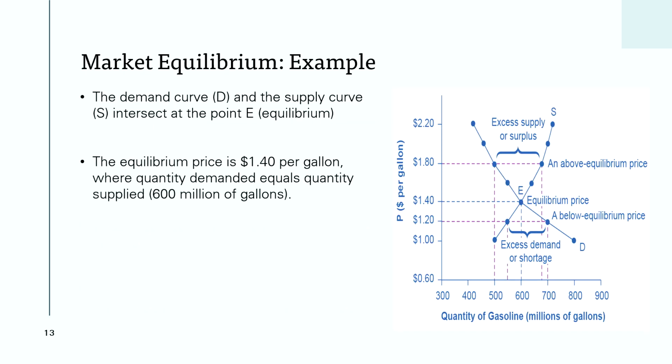In this example, the demand and supply curves intersect at the point E. The equilibrium price is $1.40 per gallon, and the equilibrium quantity is 600 million gallons. At this price, consumers want to buy exactly the same amount producers want to sell. This is the stable point of the market.